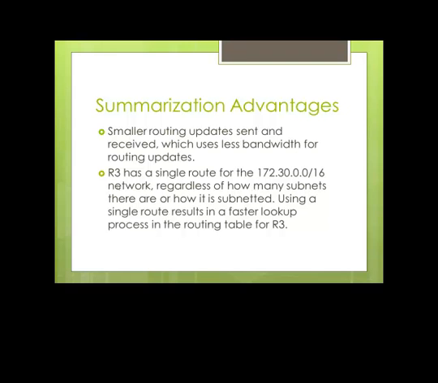In that previous example as well, R3 has a single route to that 172.30.0.0 network, regardless of how many subnets there are or how it's subnetted. Using a single route can result in a faster lookup process in the routing table for R3. Since we have that whole entire class B network in there, we can get to all of those networks regardless of how it's subnetted.